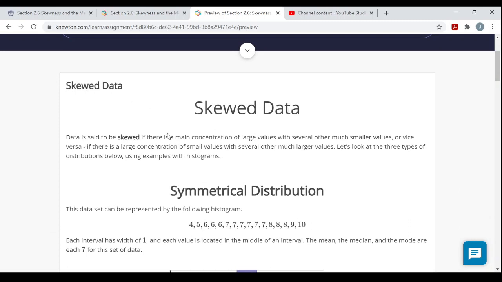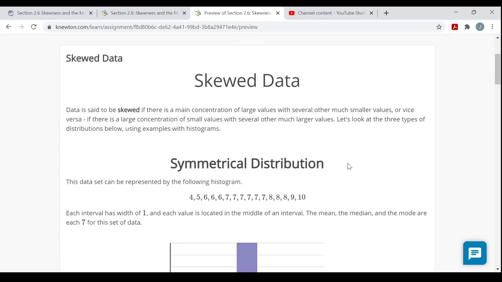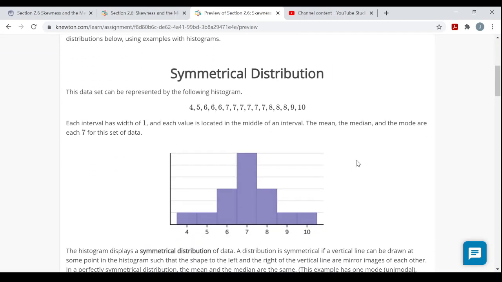Skewed data. Data is said to be skewed if there is a main concentration of large values with several other much smaller values, or vice versa, if there is a large concentration of small values with several other much larger values. So let's look at the three types of distributions below, using examples with histograms. Alright, so I've drawn these pictures for you in a past video, pictures like these.